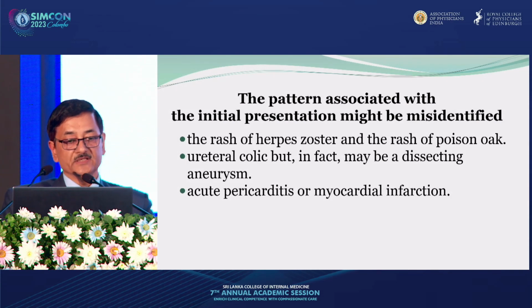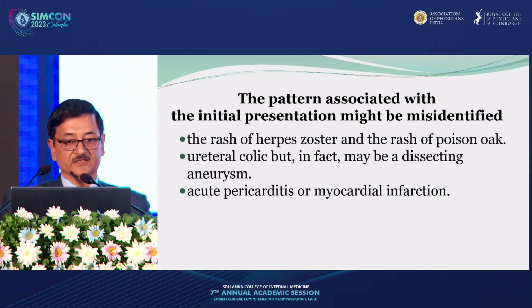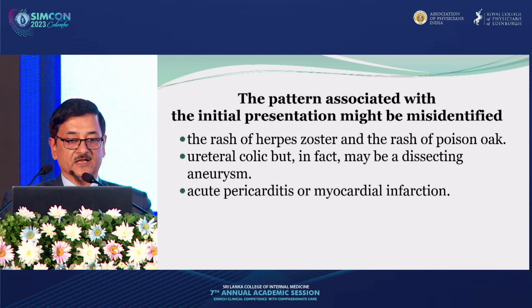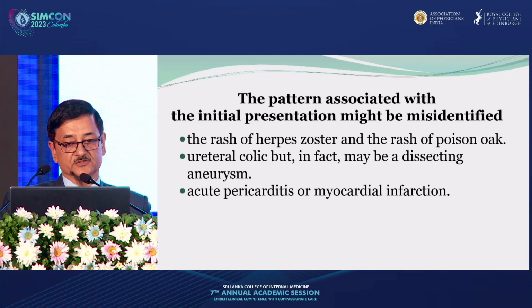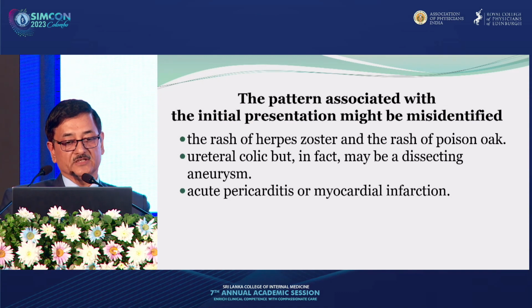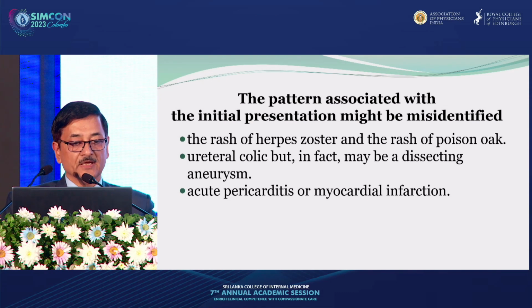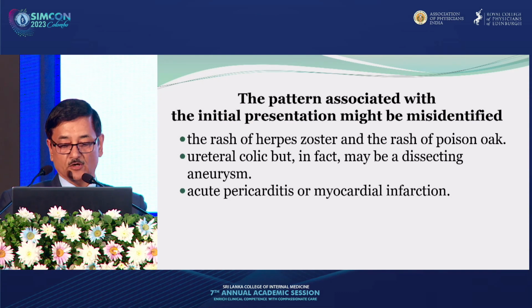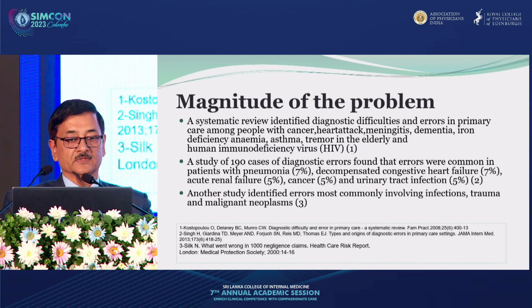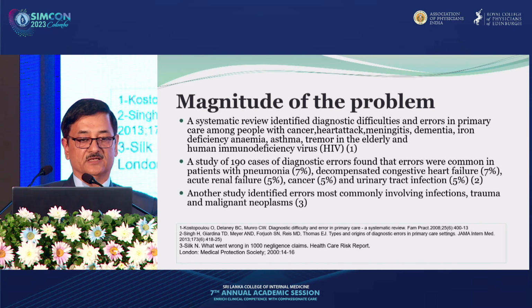There could be simple patterns associated with the initial presentation, and they can be misidentified, like a rash of herpes zoster and a rash of poison oak, or ureteric colic that may in fact be a dissecting aneurysm, acute pericarditis or myocardial infarction. Then, coming to the magnitude of the problem, do we have some studies to say that yes, this problem of medical errors exists?